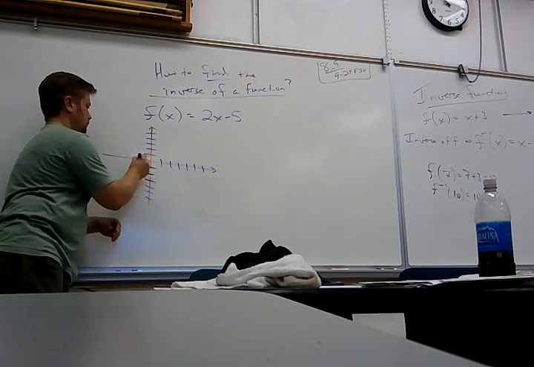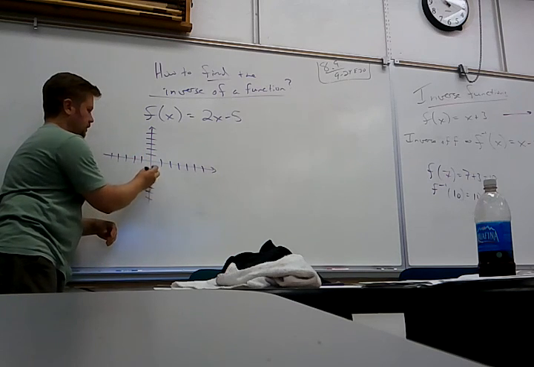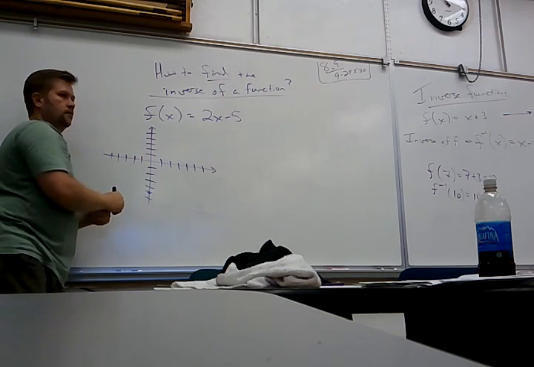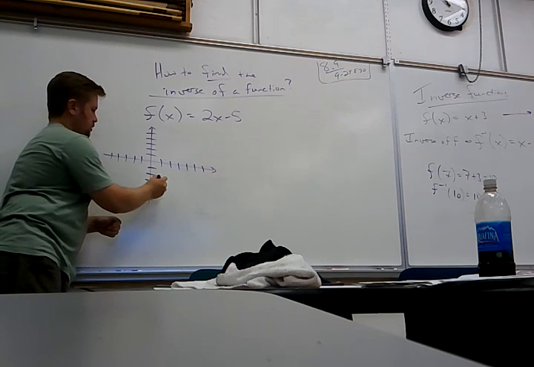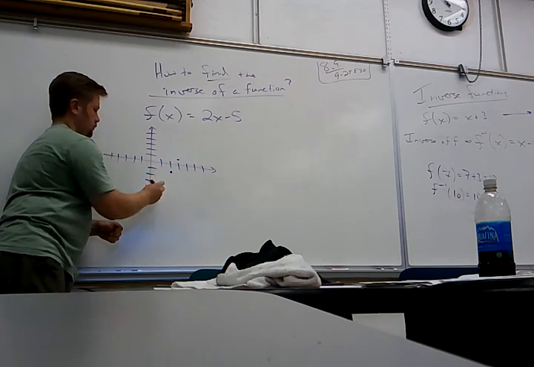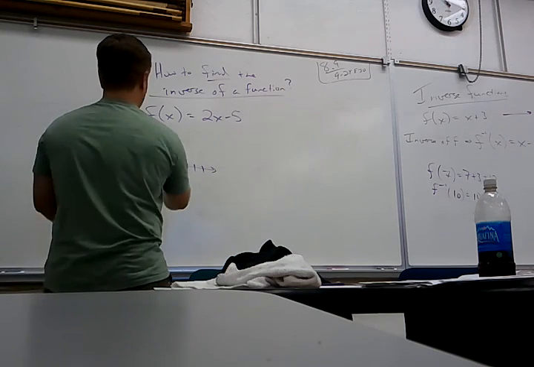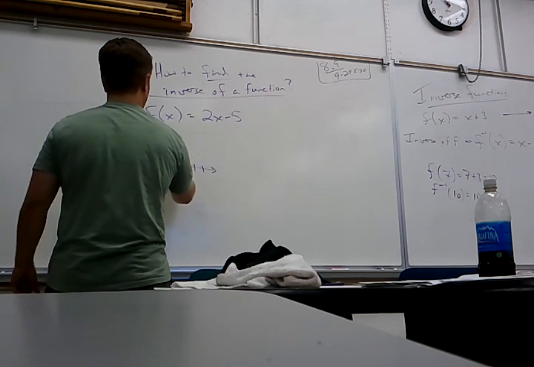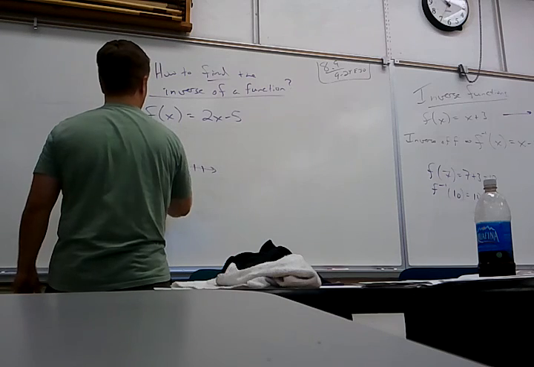The y-intercept is -5. And the slope is up 2 over 1. So up 2 over 1, up 2 over 1, up 2 over 1, right? Looking at it sideways.